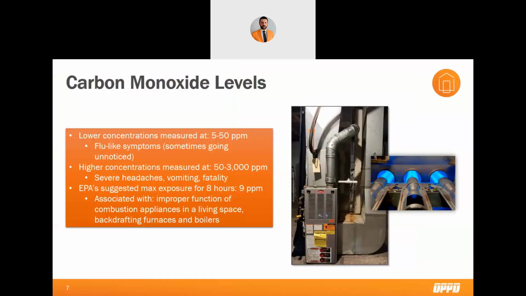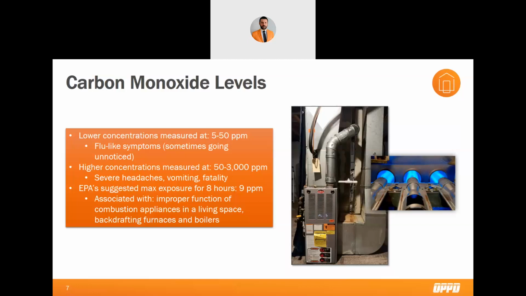Carbon monoxide is the most well-known of the indoor pollutants. It is a byproduct of incomplete combustion from things like gas furnaces and water heaters to cars and cigarettes. Carbon monoxide levels are measured in parts per million, or ppm. At lower concentrations, as little as 5 to as much as 50 parts per million, flu-like symptoms can occur and will often go unnoticed, especially during flu season.